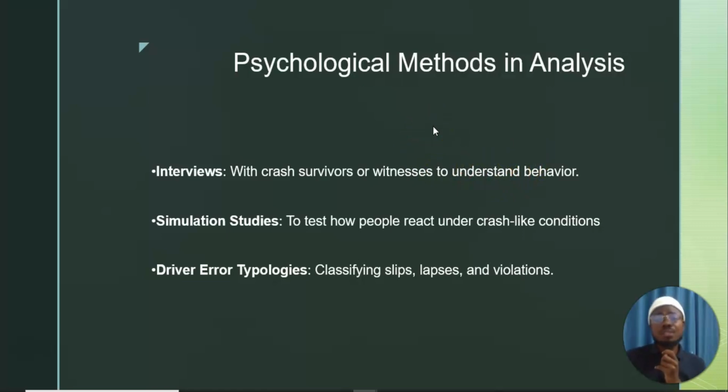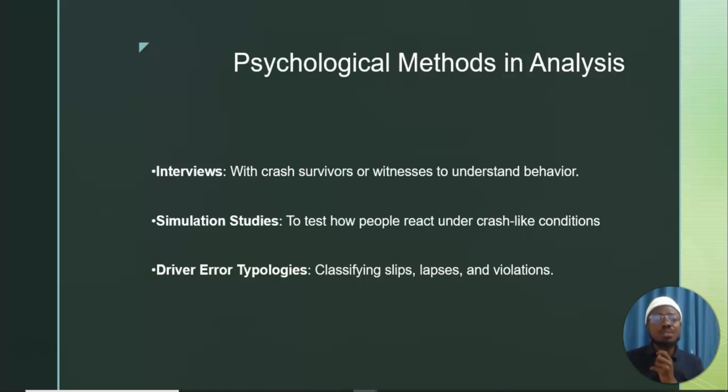So we have the psychological method of analysis. Understanding the psychological method of analysis takes it beyond just the descriptive analysis that we mentioned earlier, or the causal analysis or the predictive analysis. It is also very important to look into the psychological method of analysis, talking about interviews, having an interview with some of the survivors of the accident, or some of the witnesses that were in that vicinity when the accident happened, in order to understand the behavior. And some of this feedback helps in proper traffic accident analysis in the future.